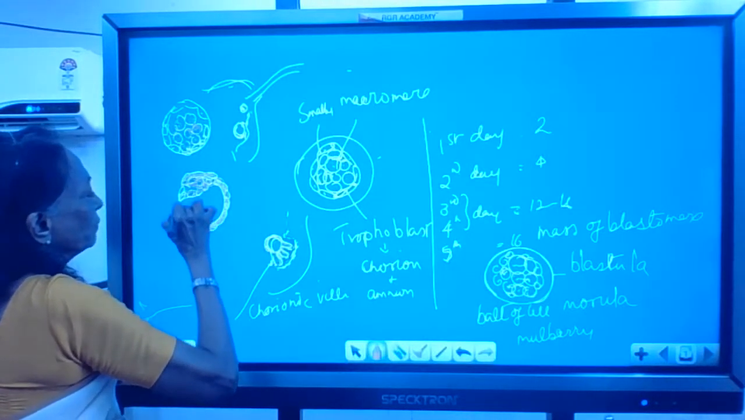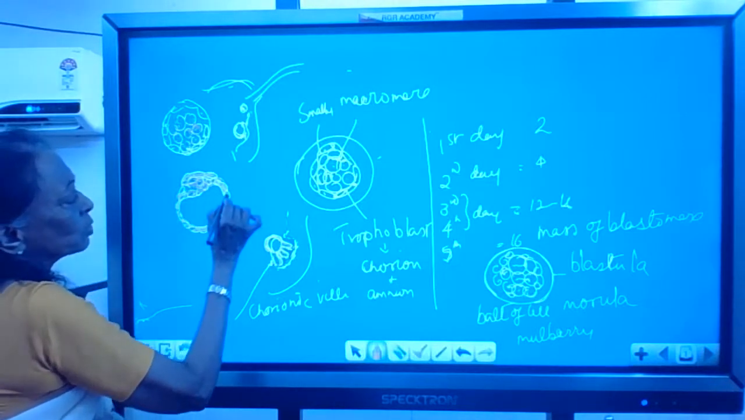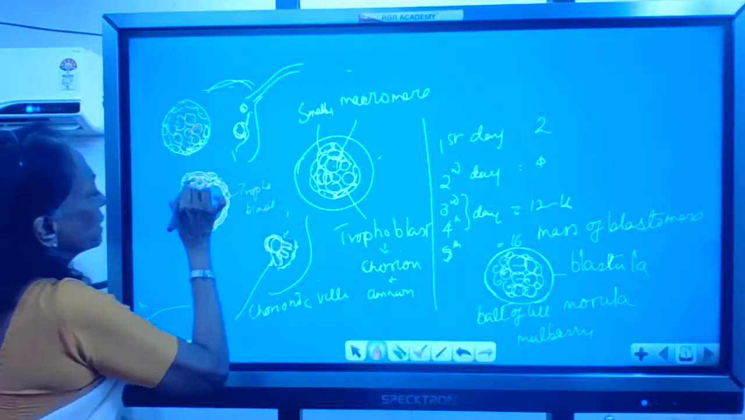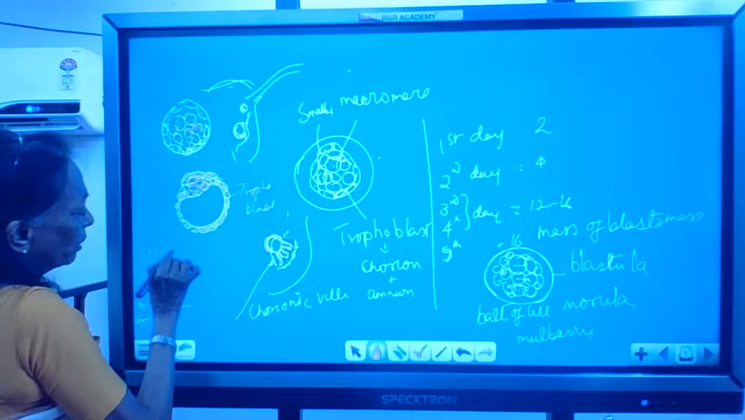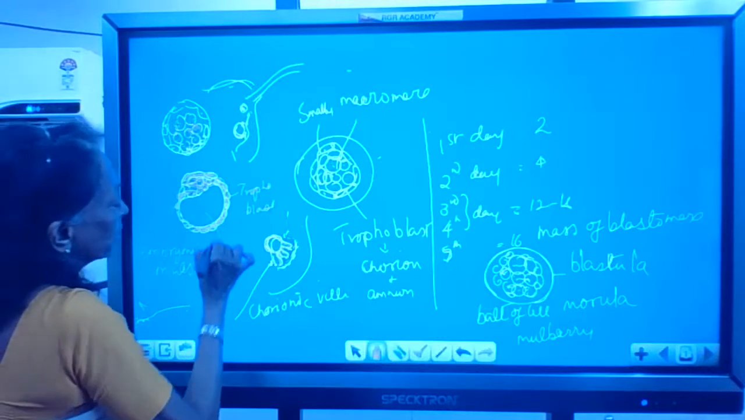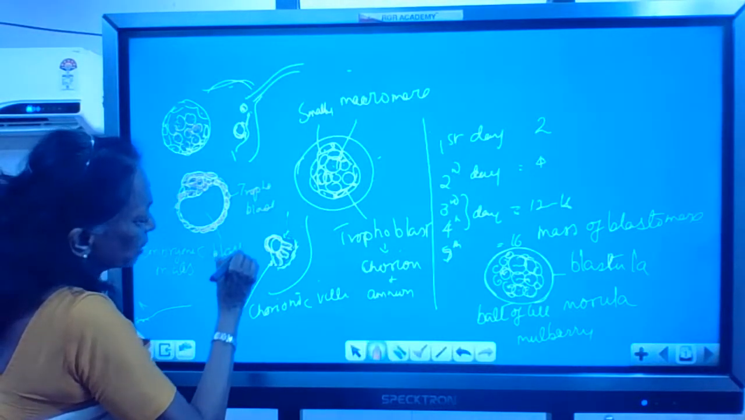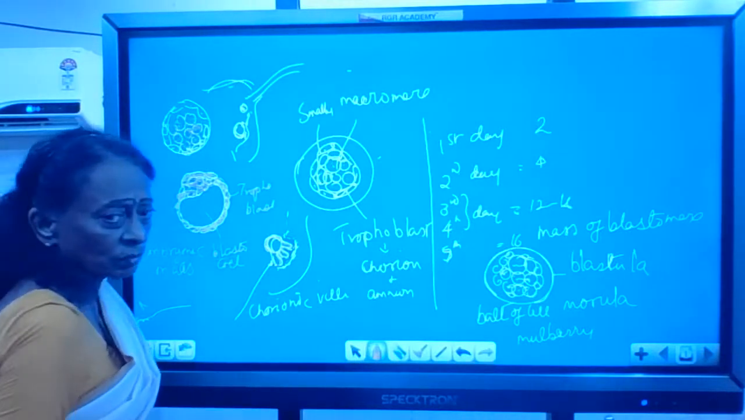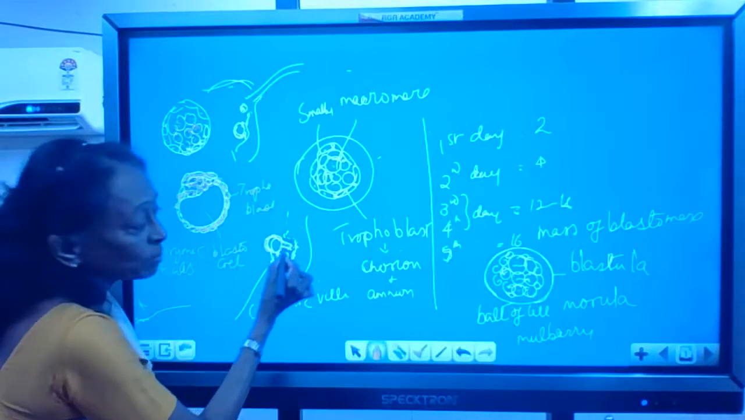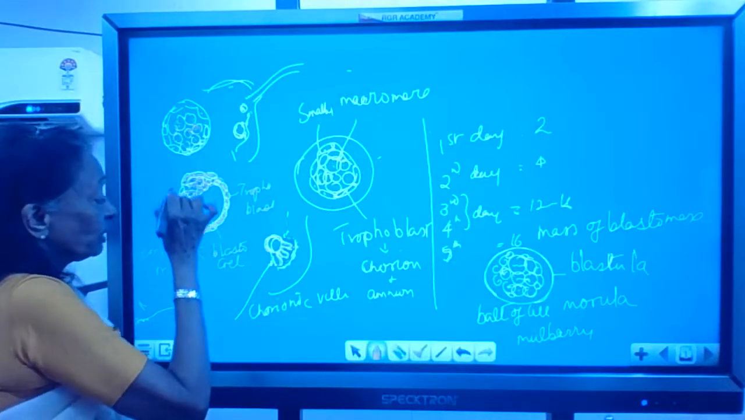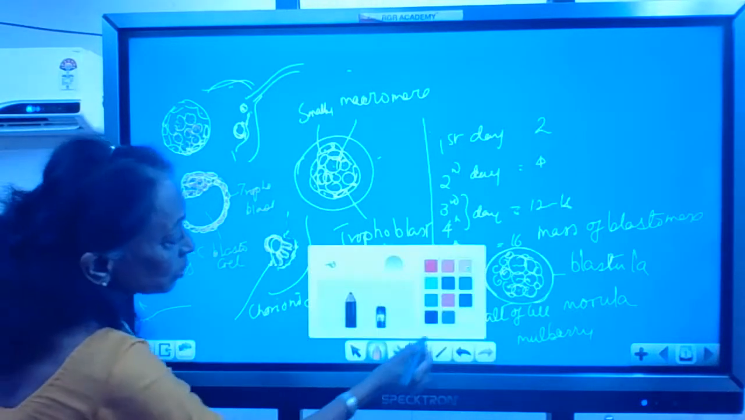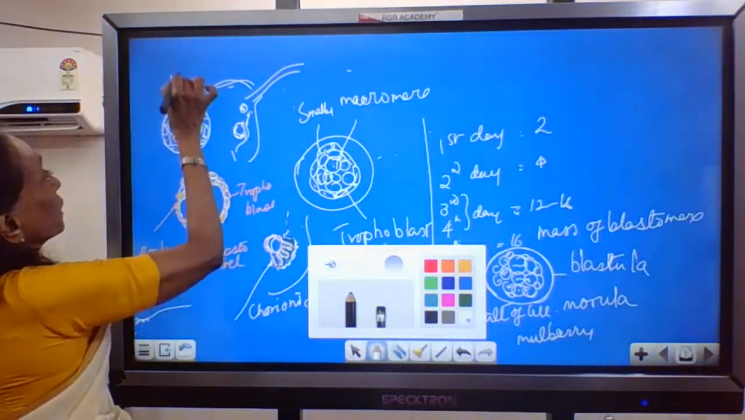The outer layer is the trophoblast, and the inner one is the embryonic mass. This cavity is known as the blastocoel cavity. When it forms an implantation, this trophoblast forms the villi. So this condition is known as the blastocyst, and this earlier stage is known as the blastula.